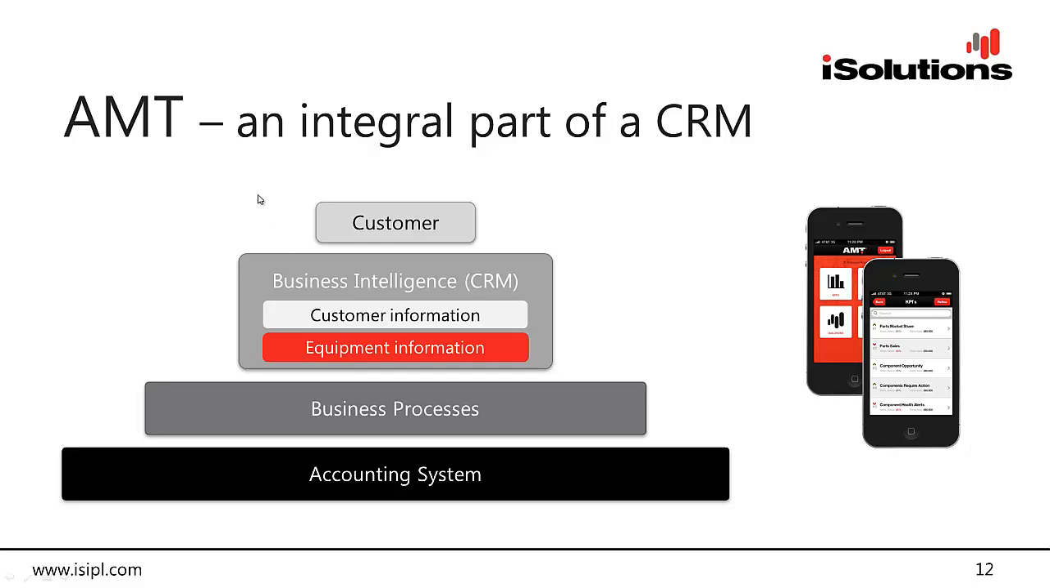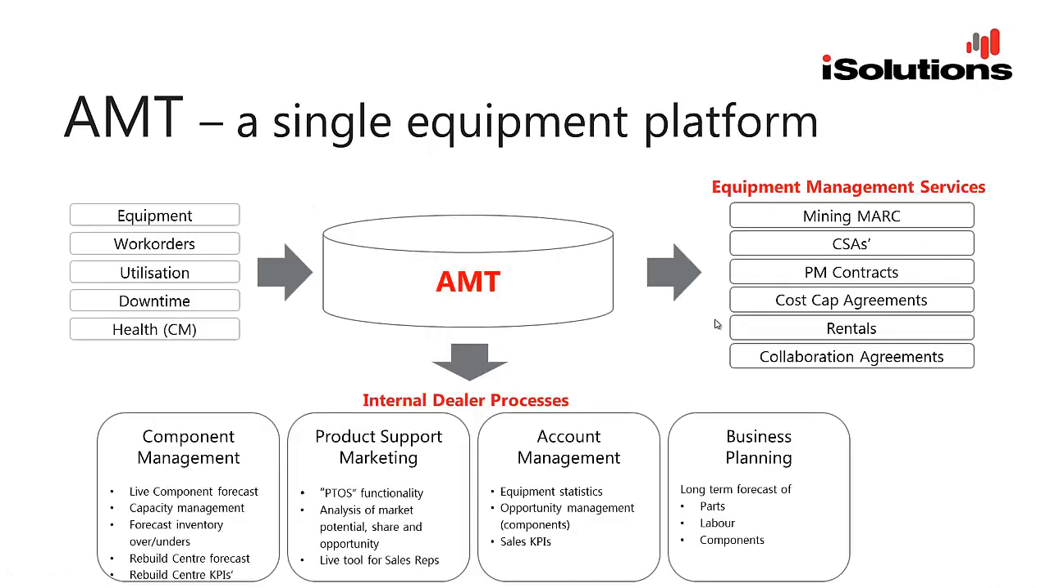And that's really what this slide is depicting. You've got that business intelligence layer, and there's the customer level, which is handled very well by a lot of different CRM systems. But we see that AMT would be slotting into that CRM space, not competing with the CRM, but providing that next layer of detail around the equipment.